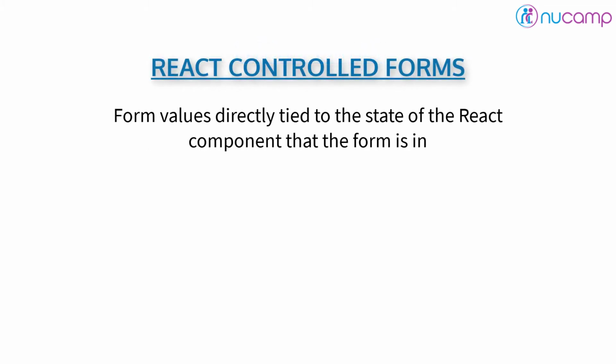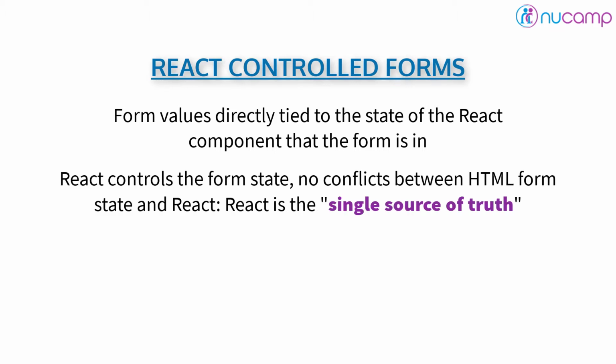Controlled forms in React are a way of setting up an HTML form so that the form values are directly tied to the state of the React component that the form is in. In this approach, React reaches in and takes control of the state of your form elements, becoming what's called the single source of truth for the form's state. This way, the HTML form and React won't ever conflict with each other on what the true state is. The form gets its true state directly from React.